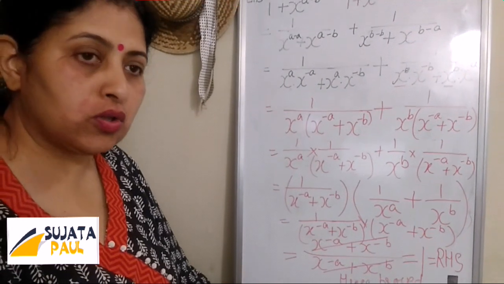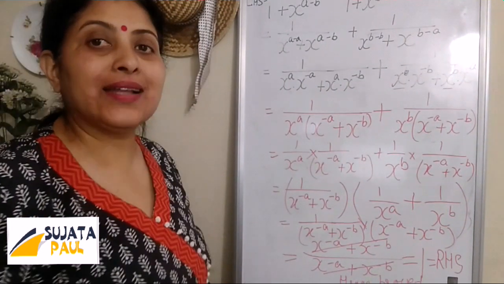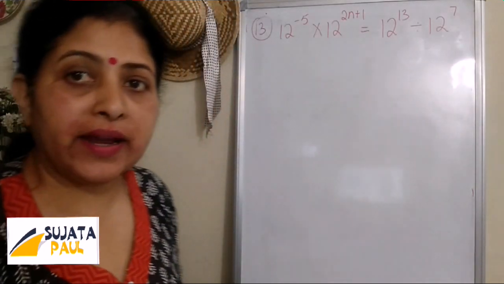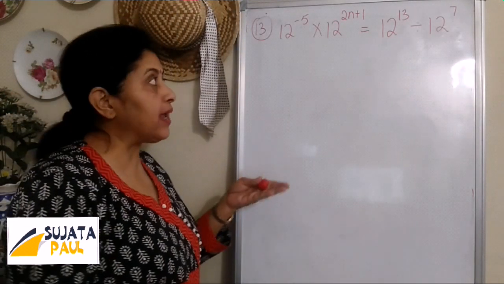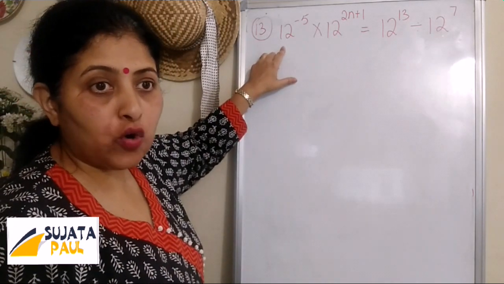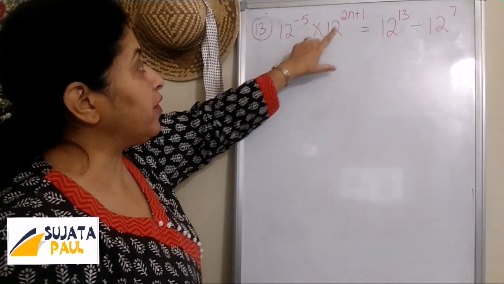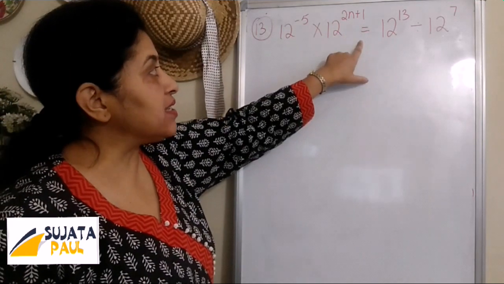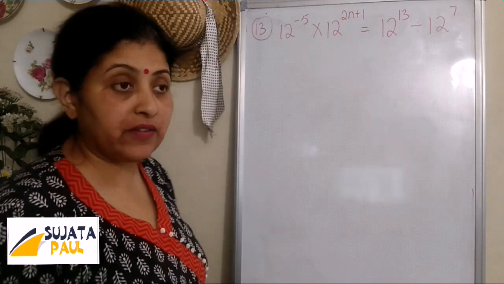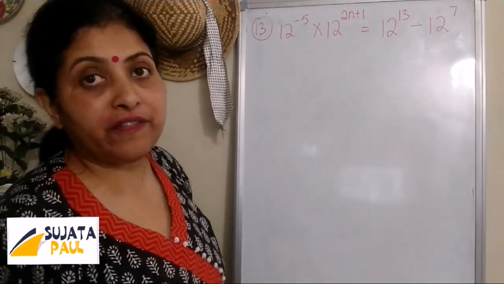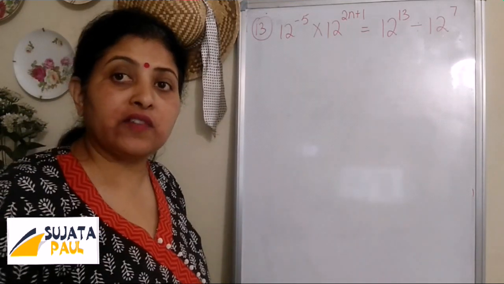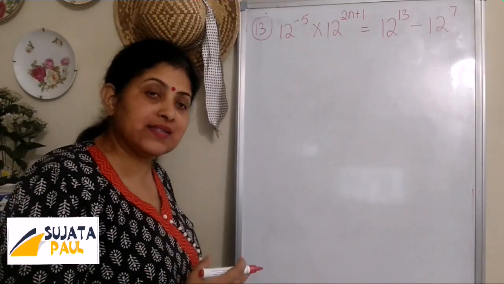Alright, now I'm going to just copy down the next one and then show you the solution of that one. Alright, so this is question 13a part and it is 12 raised to the power of minus 5. I hope I've copied it correctly. 12 raised to the power of 2n plus 1 is equal to 12 raised to the power of 13 divided by 12 raised to the power of 7, and you have to find the value of n. I don't need to do anything to these 12 because all of them are 12. That means the bases are all the same.